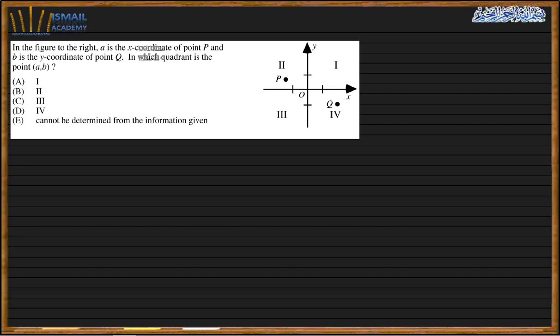In the figure to the right, A is the x coordinate of the point P. So I'm going to do the projection here to get my value of A. So this is my A, and B is the y coordinate. So this is my B. At this point is the point (A, B). So in which quadrant is the point (A, B)? It is in the third quadrant. C is my choice.